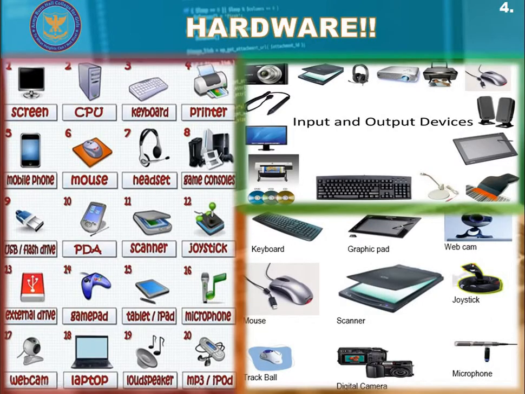In this diagram in front of your eyes, you can have an extensive overview of the hardware components like input components, output components, storage device components, or system unit components, etc., like a monitor, a CPU, a keyboard, a printer, a mobile phone, a mouse, a game console, a headset, a scanner, a microphone, a gamepad, a laptop, loudspeaker. So these all are your hardware components which you can touch, you can feel, and they are tangible and physical. They have a physical, solid presence.